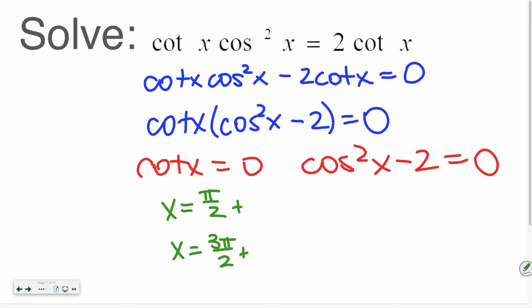And then like we talked about on Friday, the period for tangent and cotangent is pi. Okay. Also something that we talked about on Friday, every time you do this with a tangent or cotangent, if your answers are pi apart, are they? And your period is pi, you would only have to write one of them.